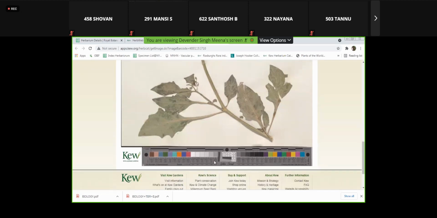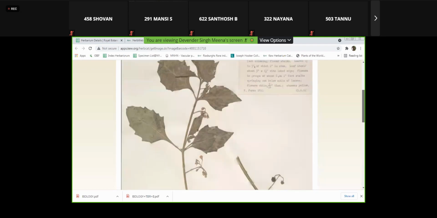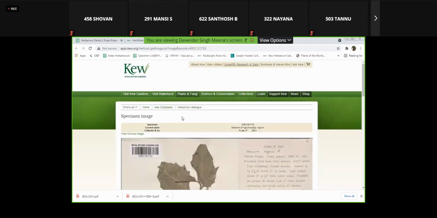And at the bottom of this you can see there is a scale, and along with the scale you have some color codes, right? These color codes are universal color codes, and on the basis of these you can identify the color of the leaf or stem or any other part. Because we all can identify colors in different wavelengths, right? But there are certain color codes for the universal identification of colors. So these are the color codes, and this is the scale which you can use to measure the leaf size or any other part of this plant, right? So in this way you can access the specimens.